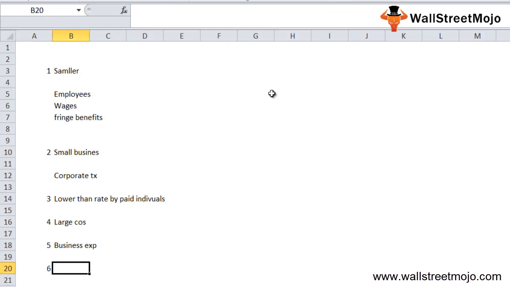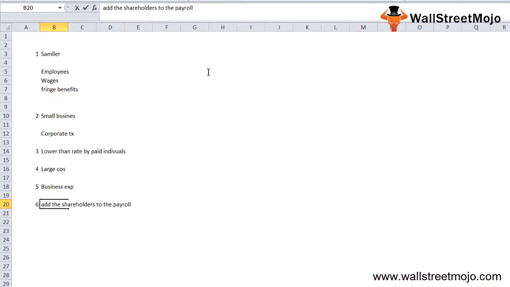Six, it is also an option to add the shareholders to the payroll as a member of the BOD, that's the board of directors of the company. So there are some tax exempts for the investors, such as pension funds and charities, which are significant shareholders in the large corporations. So these groups have the tax exempt status, which helps them to avoid paying taxes on the corporate dividends received.